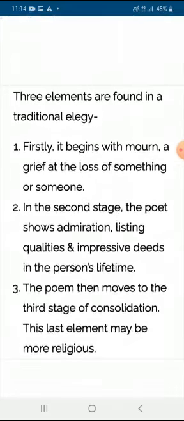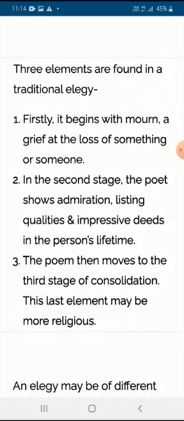Three elements are found in a traditional elegy. Firstly, it begins with mourning, a grief at the loss of something or someone. Number two, in the second stage, the poet shows admiration, listing qualities and impressive deeds in the person's lifetime. The poem then moves to the third stage of consolation. This last element may be more religious.